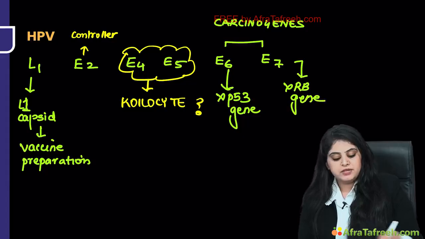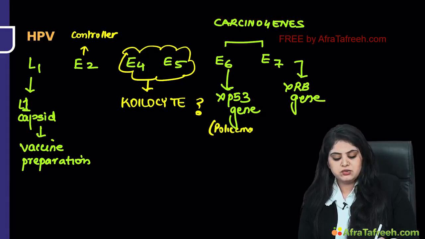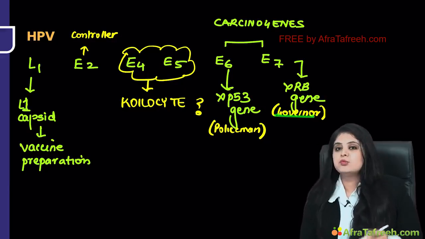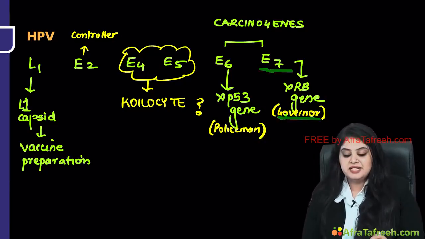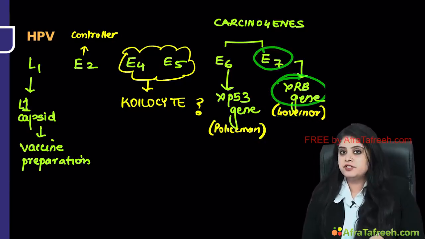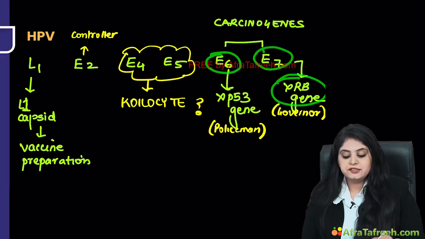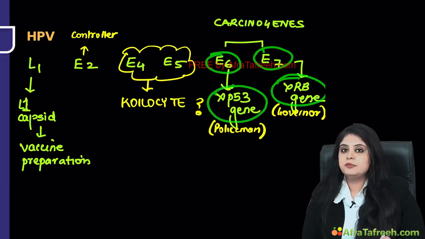And let me tell you that P53 gene, I think you know this. P53 gene is known as the policeman and RB gene is known as the governor. So who is more senior? Ma'am, governor is more senior than a policeman. So for the senior official, the senior number. The E7 switches off the governor, the RB gene. E6 switches off the policeman, that is P53 gene.